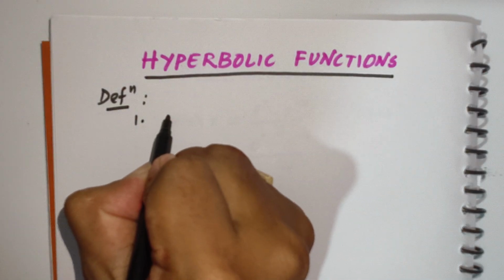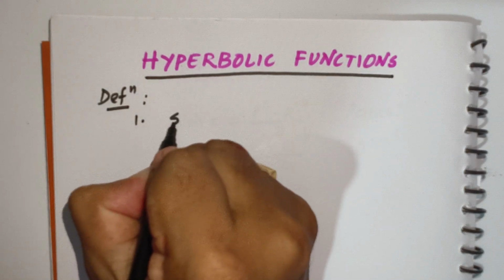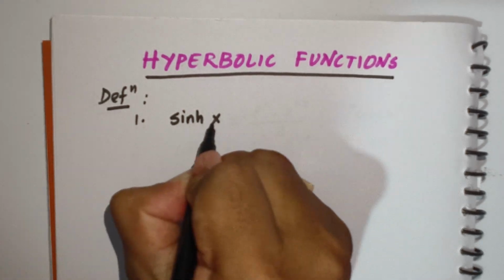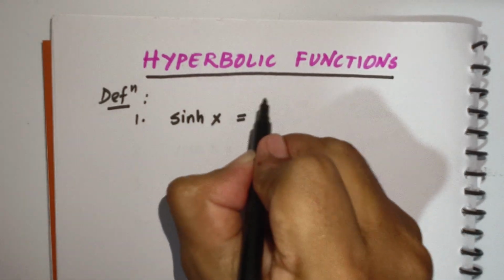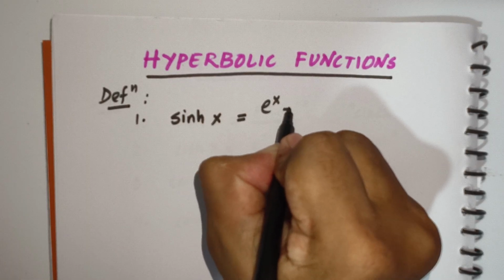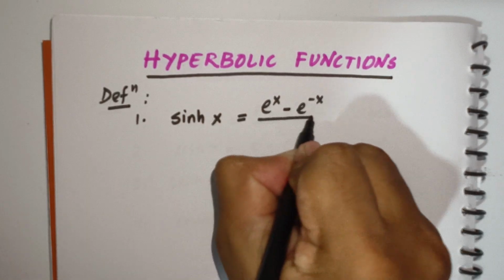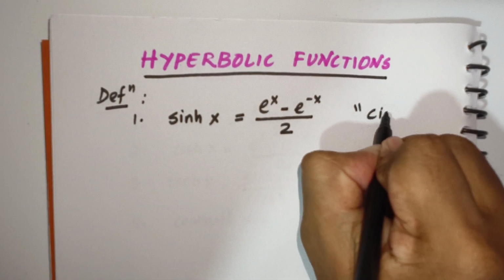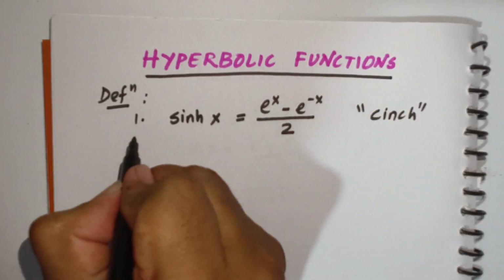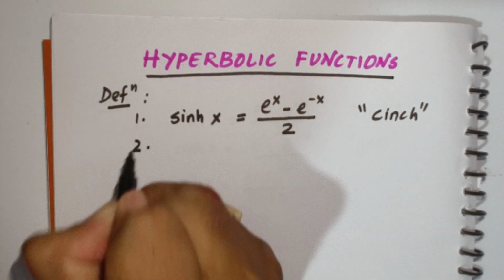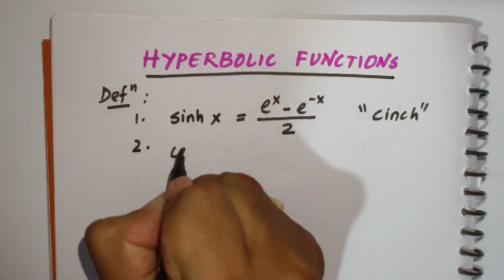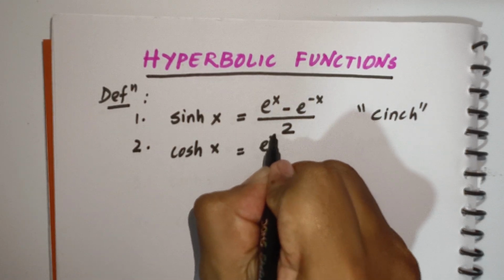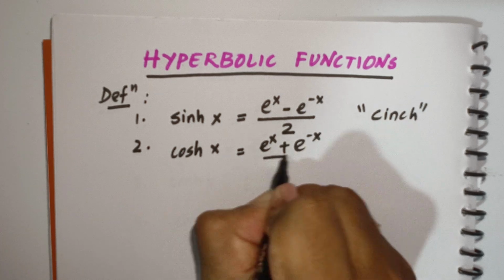The first hyperbolic function is sine hyperbolic, or hyperbolic sine. This is written as sinh, h for hyperbolic, x is our variable, and it is defined as e to the power x minus e to the power minus x over 2, and this is pronounced as sinh. This is hyperbolic sine. Next, hyperbolic cosine, cosh, which is defined as e to the power x plus e to the power minus x over 2.